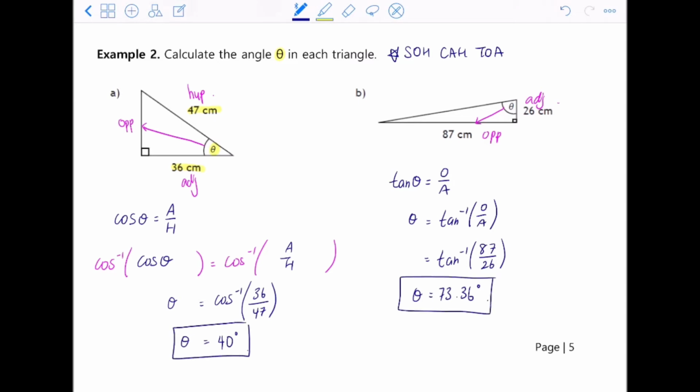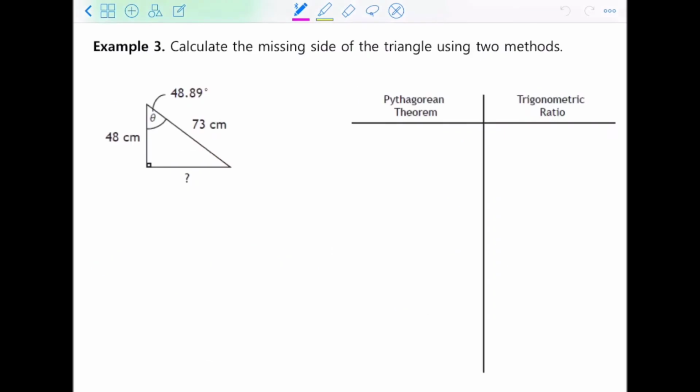So that's it for example 2. Now we are on example 3. Calculate the missing side of the triangle using 2 methods. First method would be Pythagorean theorem, and the second method would be trigonometric ratio.